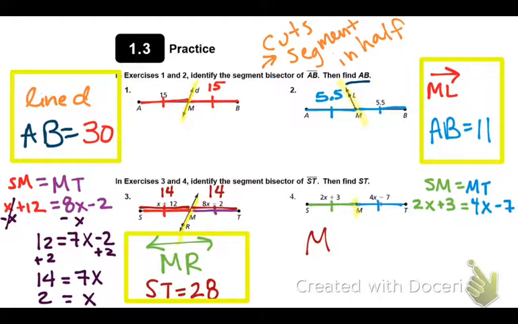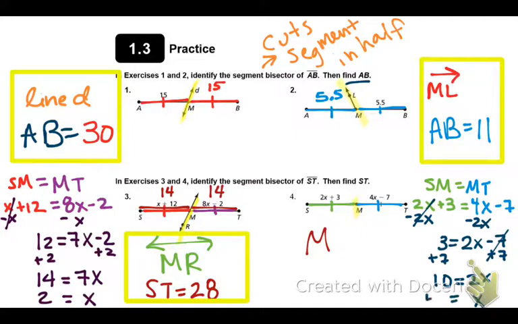Which of these is a smaller x? 2x. I need to move that positive 2x, so I'm going to subtract it. So 3 equals 2x minus 7. I want to get 2x by itself, so add the 7. So 10 equals 2x. What do I do next? Divide by 2, so x equals 5.